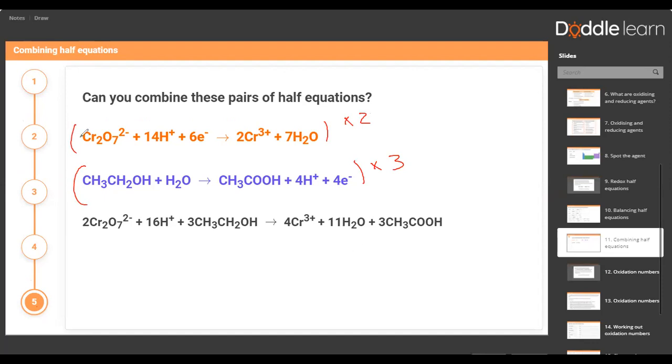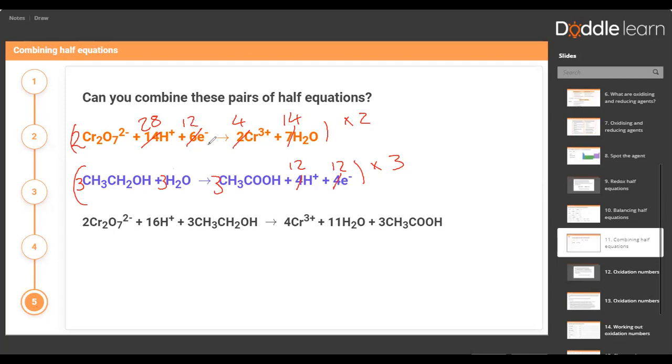So then we should have 2, 2, 12, 28, 4, 14. I'll have 3, 3, 3, 12, 12. So straight away, I'm going to get a different pen colour now.